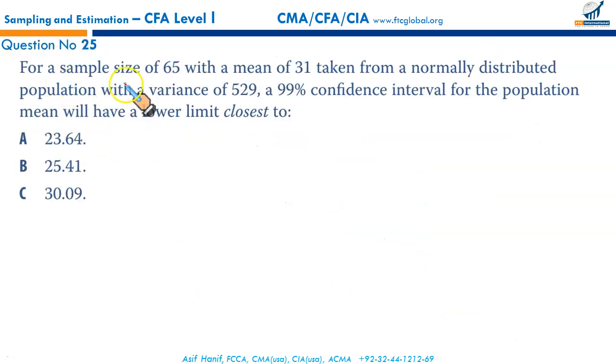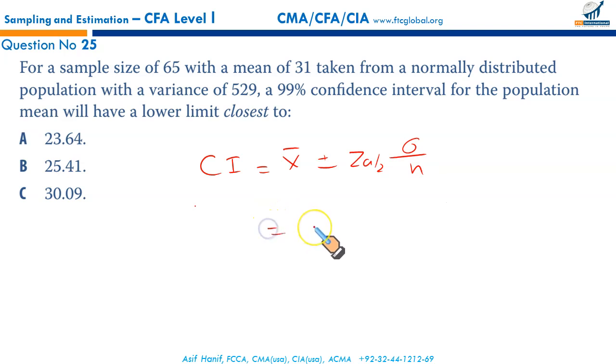All right, next. For a sample size of 65 with a mean of 31 taken from a normally distributed population with a variance of 529, a 99% confidence interval for the population mean will have a lower limit closest to. Okay, since the sample size is large, we can use the Z distribution here to determine the confidence interval. Do we have the numbers? Yes, we do.